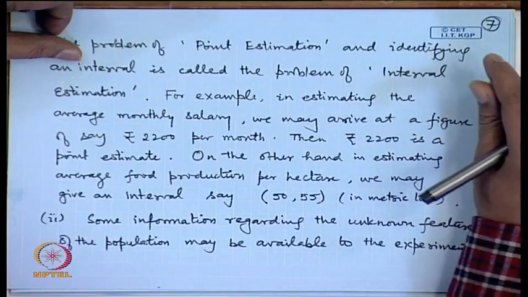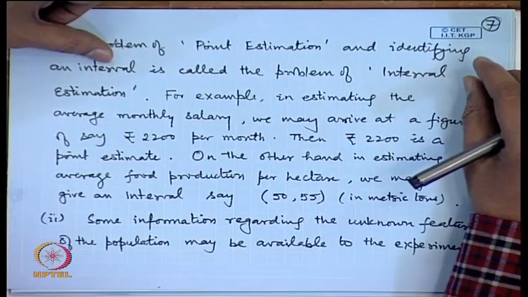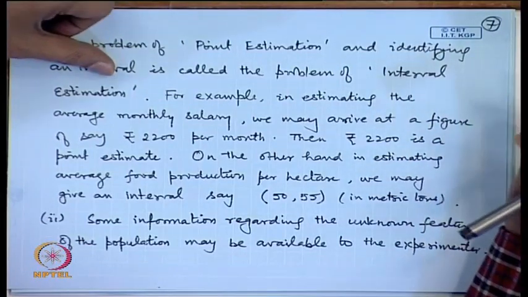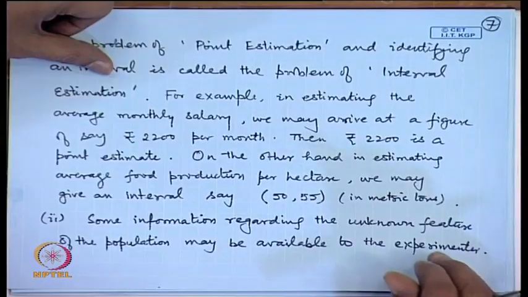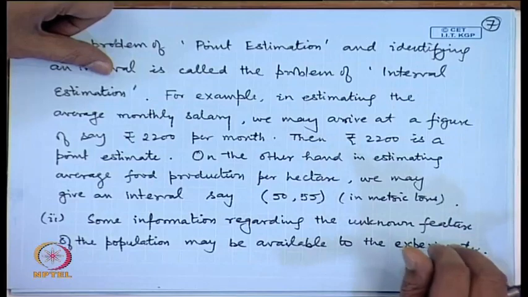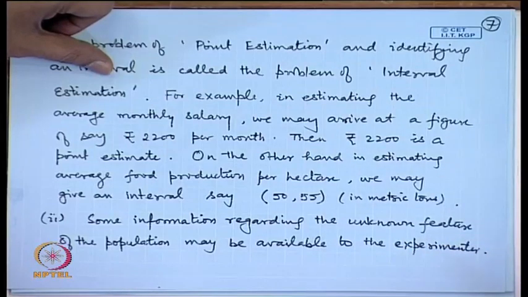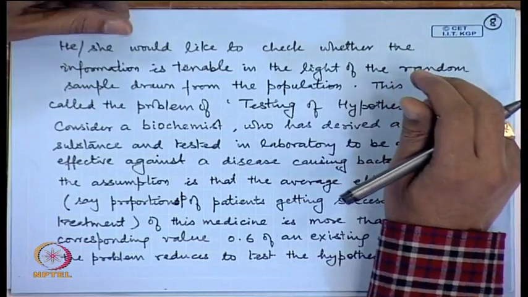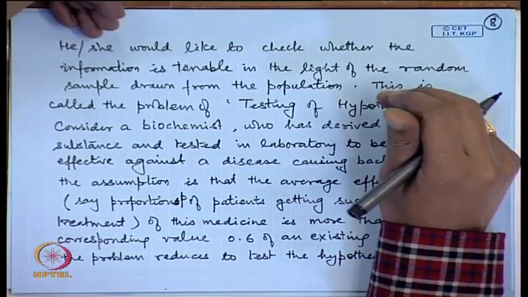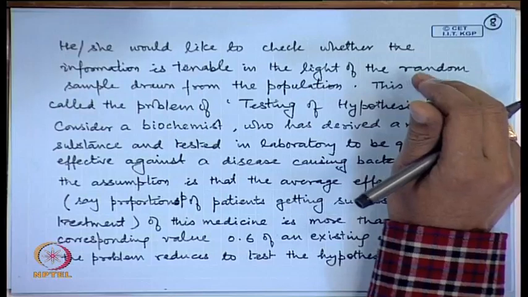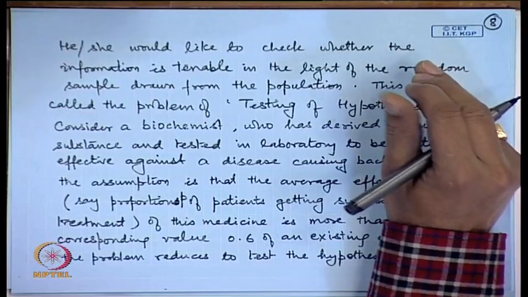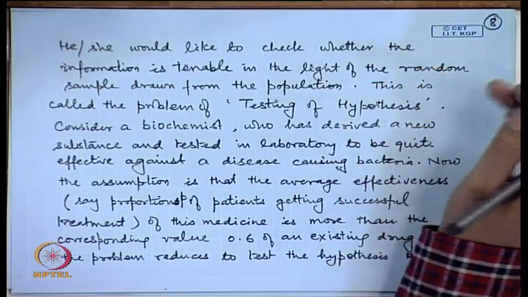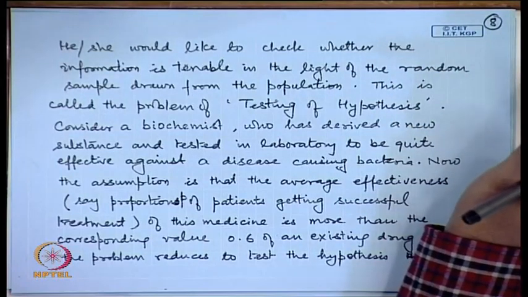The second major area or broad categorization of statistical inferential problems is that we may have some information regarding the unknown feature of the population, which is available to the experimenter. Now, the experimenter would like to check whether the information is appropriate or it can be sustained in the light of the random sample which is drawn from the population. So, this is called the problem of testing of hypothesis.